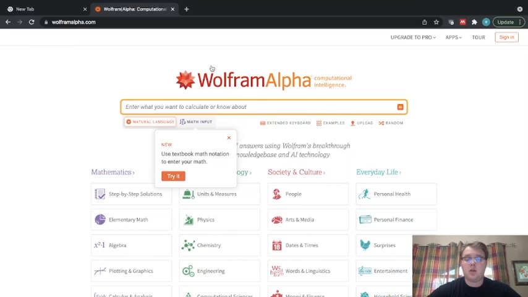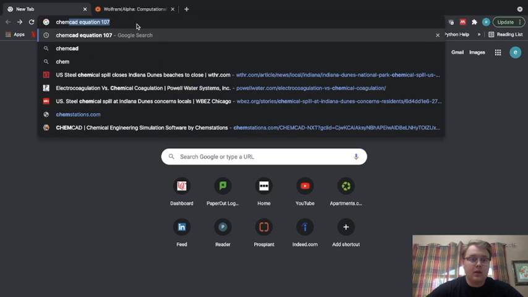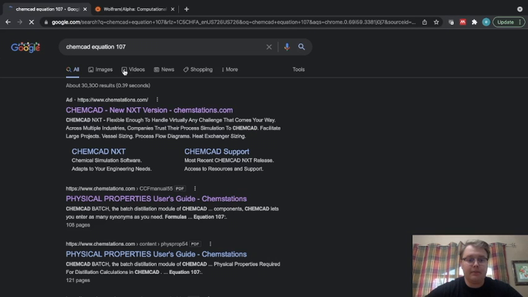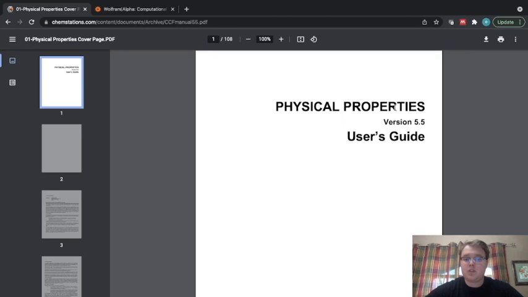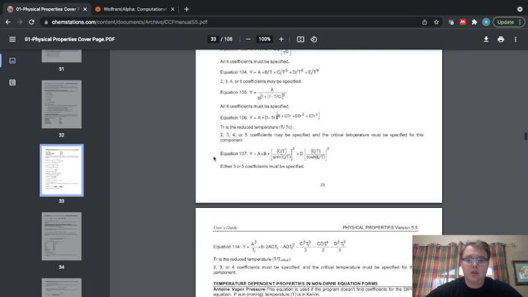So we've already taken our equation 107 from ChemCAD, and I've shown you how it relates to our specific heat that we're going to be using for our adiabatic flame temperature problem. So first I'm going to show you how I got that equation. ChemCAD equation 107, if you just Google it, it comes up. There's a PDF version of the ChemCAD textbook, Physical Properties version 5.5. And if I search equation 107, it takes me down to page 23, and it's right here. This is what I just showed you on the whiteboard, the A, B, C, D, and E variables in relation to our specific heat.